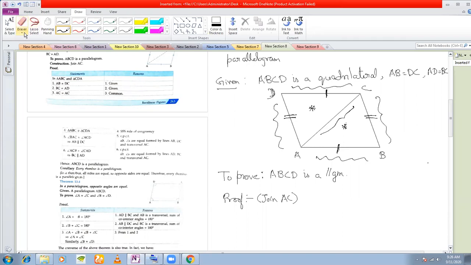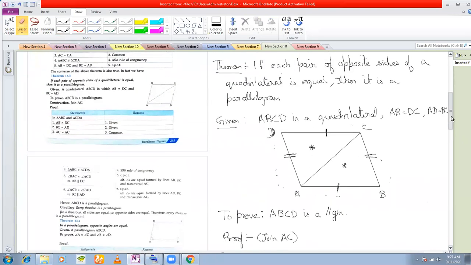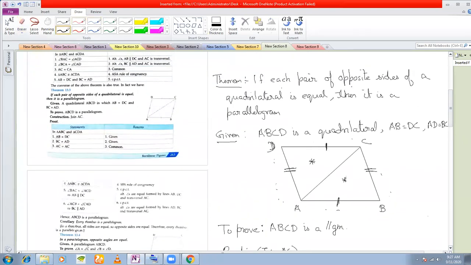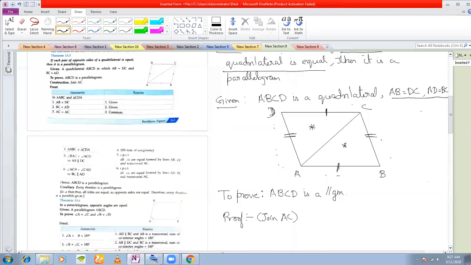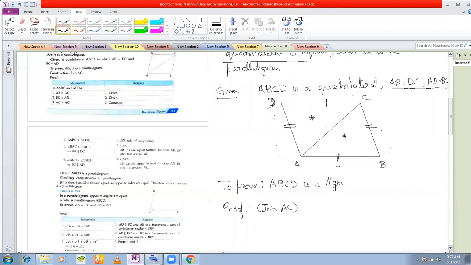Once I have proved congruency of the two triangles, now I will say that these two angles are equal. Which two angles? Excuse me, sir. Yes. Sir, how can you say that the sides are equal? It is given to you. ABCD is a quadrilateral in which opposite sides of the quadrilateral are equal. So I've written here AB is equal to DC, AD is equal to BC. Okay, sir. So these two are equal. Therefore, I have proved these two triangles congruent.